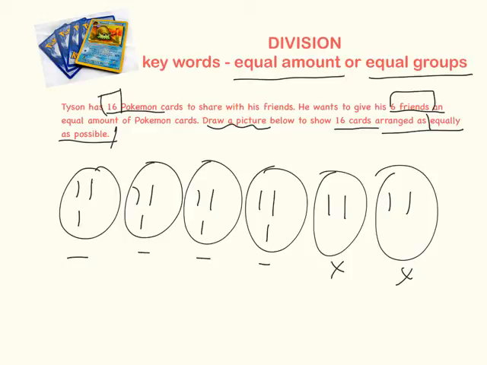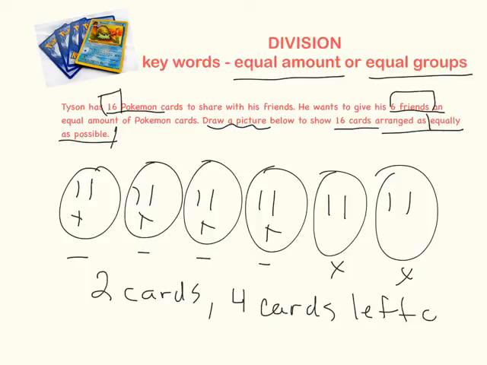So we have really to take those out, because Tyson wants to be fair with his friends. He wants to give them an equal amount. So each friend gets 2 cards, and there'll be 4 cards left over. Okay, 4 cards is our remainder because equally each of them will get 2.